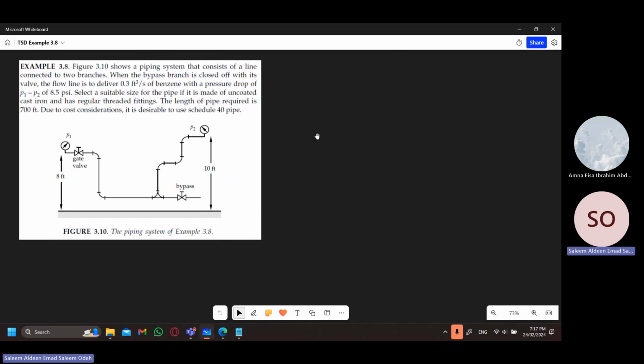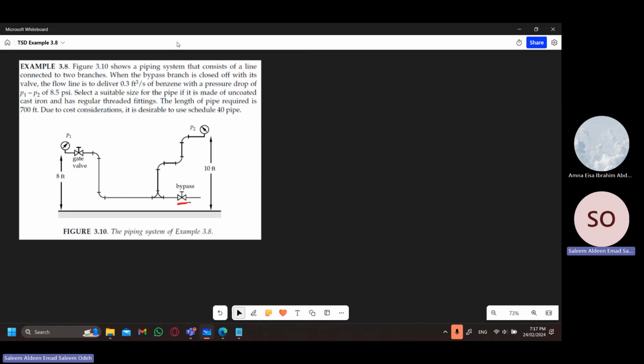Example 3.8, figure 3.10 shows a piping system that consists of a line connected to two branches. When the bypass branch is closed off with its valve, the flow line is to deliver 0.3 foot cubed per second of benzene with a pressure drop of P1 minus P2 of 8.5 psi. Select a suitable size for the pipe if it is made of uncoated cast iron and has regular threaded fittings. The length of pipe required is 700 foot. Due to cost considerations, it is desirable to use Schedule 40 pipes.